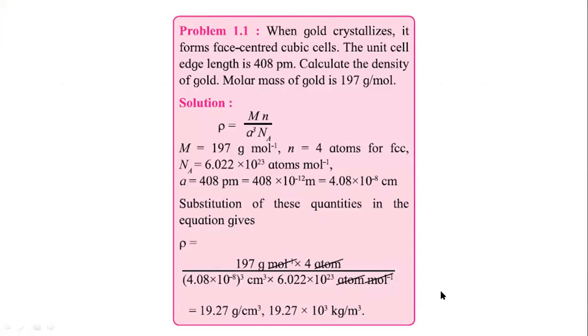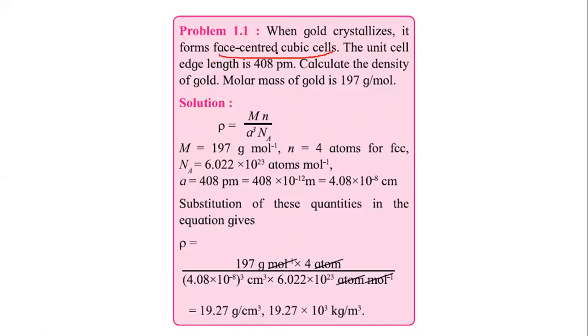What are the steps given, and what are the values given? First, read the numerical two times. The numerical says: when gold crystallizes... We do not require whether gold, silver, niobium or any other metal is given. We are not interested in which metal. We are only interested in whether it is face centered, body centered, or simple primitive. Here it is given that gold forms a face centered cubic unit cell.